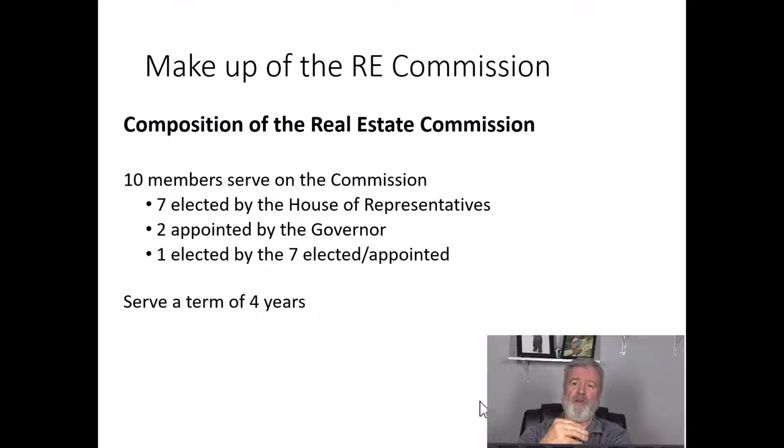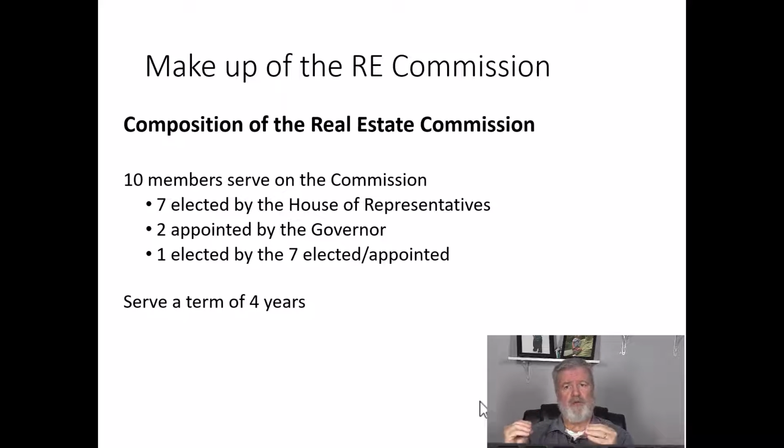Remember, the commissioners that are elected are all licensed real estate agents, meaning they practice real estate. But the 2 appointed are not. They are not licensed and obviously therefore cannot practice real estate. But then how long will they serve? 4 years. Once they're appointed and or elected, they'll serve a term of 4 years.